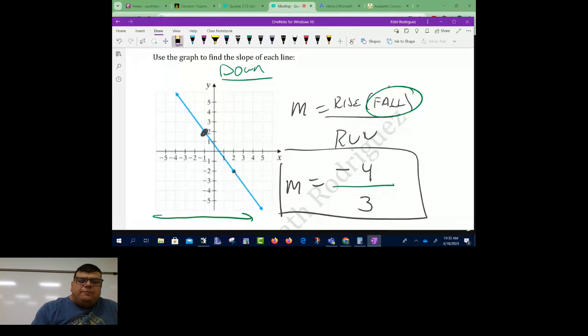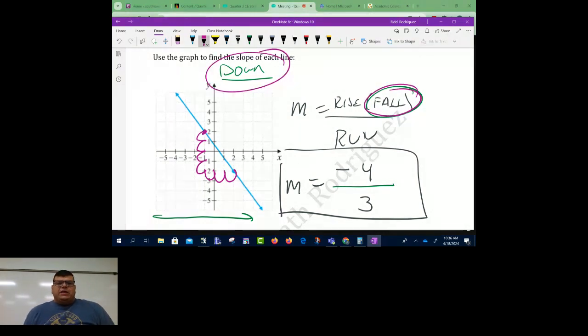Again, if it helps, do something like this. Here's the point. We're going to move down 1, 2, 3, 4. We're going to move to the right 3. 1, 2, 3. You're just trying to count how many spaces. So whatever you have to do to make that count, that's all you're going to do. Again, why was it negative? Because we had a fall. Why was it a fall? Because that line was going down.